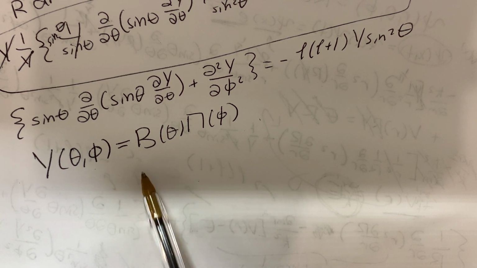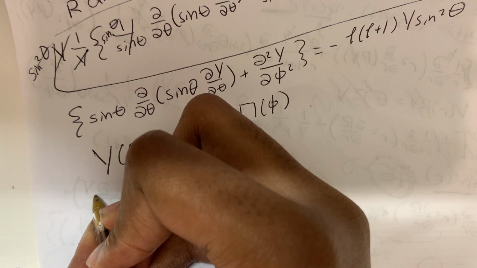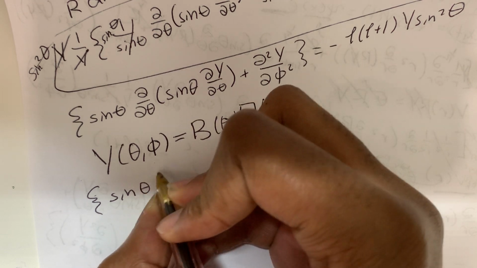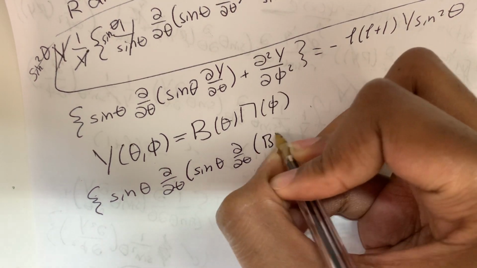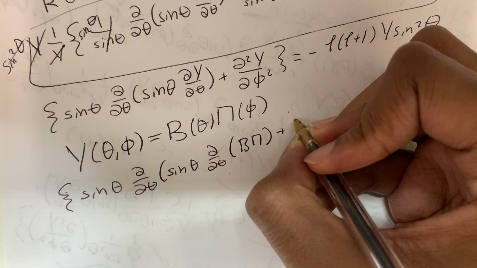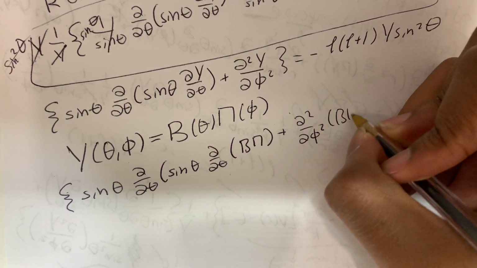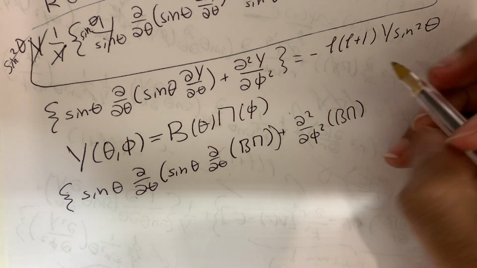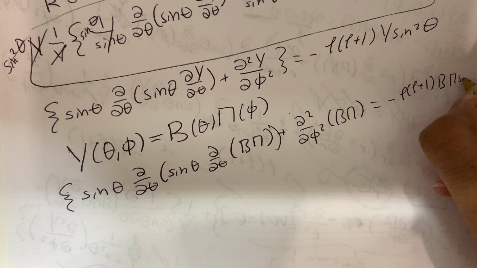Okay, so let's take a small one second break. All right, so let's begin again. So doing that, we now have sine of theta, partial over partial theta, of sine of theta partial over partial theta of Theta Phi, plus partial squared of Theta Phi over partial phi squared, again. I believe that should be that. And then this equals L times L plus 1 Theta Phi sine squared theta.